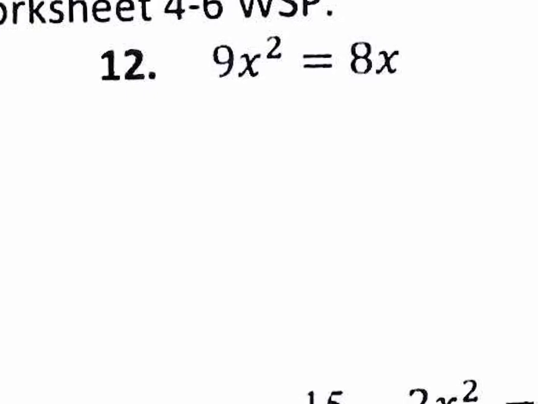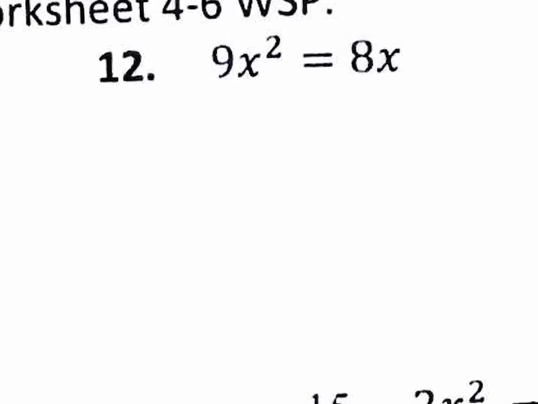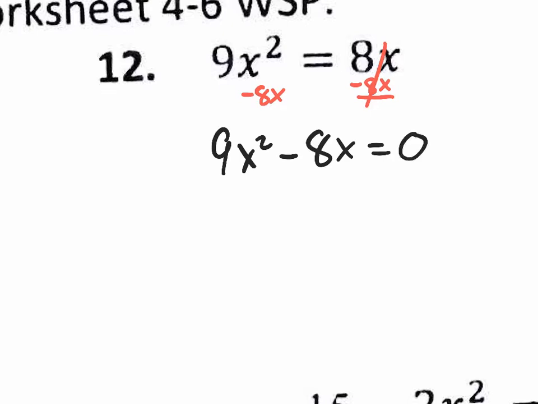Number 12. Even if I wanted to use the quadratic formula, I'd have to set it equal to 0, right? So let's first do that. Let's get that 8x over to the other side, subtracting 8x. Let's rewrite it. We're going to have 9x squared minus 8x. Now it's equal to 0.